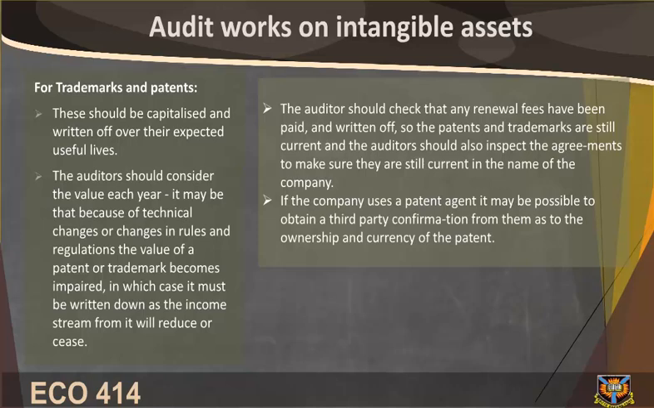It may be that because of technical changes or changes in rules and regulations, the value of a patent or trademark becomes impaired, in which case it must be written down as the income stream from it will reduce or cease. The auditor should check that any renewal fees have been paid and written off, so the patents and trademarks are still current, and the auditors should also inspect the agreements to make sure that they are still current in the name of the company. If the company uses a patent agent, it may be possible to obtain a third-party confirmation from them as to the ownership and currency of the patent.